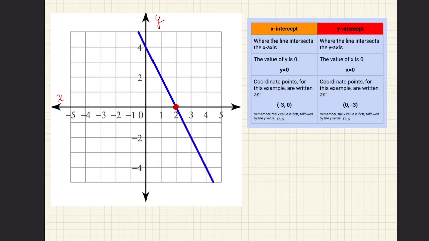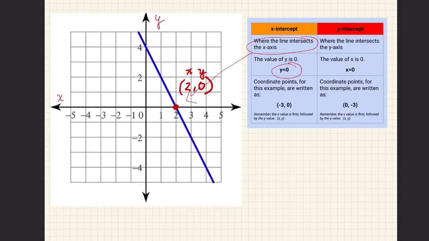Okay, and what else do we know? We know that the x-intercept is when the line intersects the x-axis, so we did that already. And we know that for the x-intercept, y has a value of 0. So we now need to write the coordinate points of this. So this will be 2 and 0. Remember, x is first, y is second.